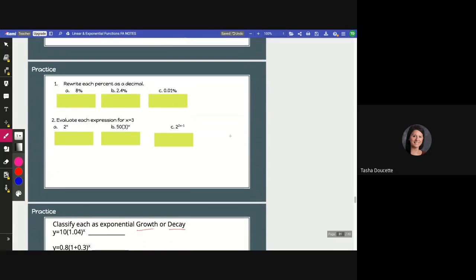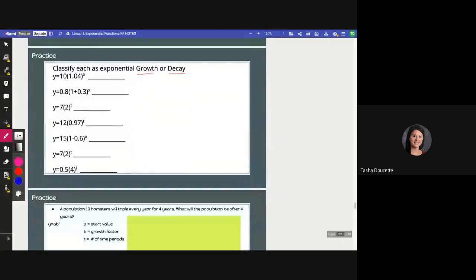All right, some practice problems. You're rewriting each percent as a decimal. We've gone over this. You're moving 2 to the left. Evaluate each expression when x is equal to 3. So you're given an expression. You just need to plug 3 into wherever you see x and solve.